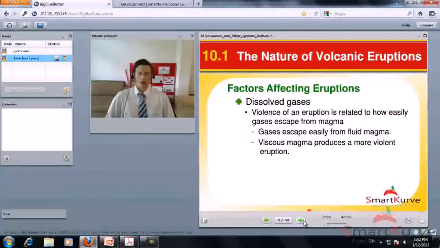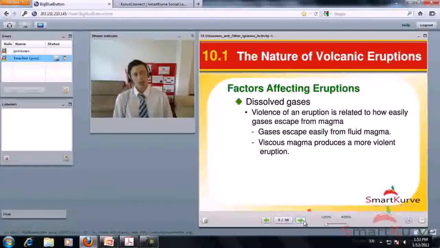More about those dissolved gases. We know the violence of an eruption is related to how easily the gases can escape. So if the magma is very fluid, that is very low viscosity, very thin, the gas can escape easily. But with very high viscosity, thick lava, the gas has a hard time escaping.